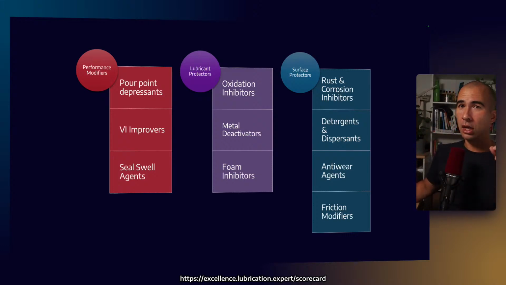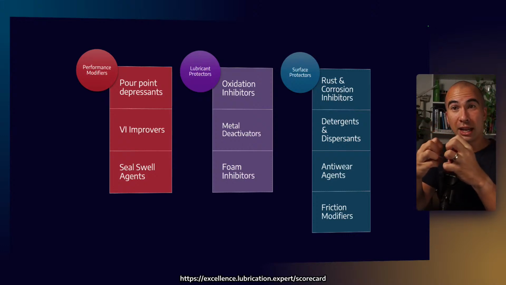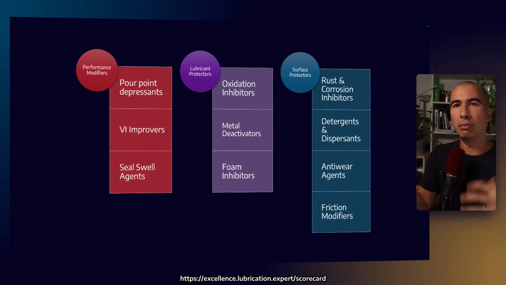Detergents and dispersants. Detergents are helping to clean surfaces, and they'll also help to neutralize acids. Dispersants tend to agglomerate around soot. So if you get soot production in things like a diesel engine, soot itself is not dangerous, but when soot particles start to connect together, they basically form abrasive particles. And so you want to deal with those with dispersants.